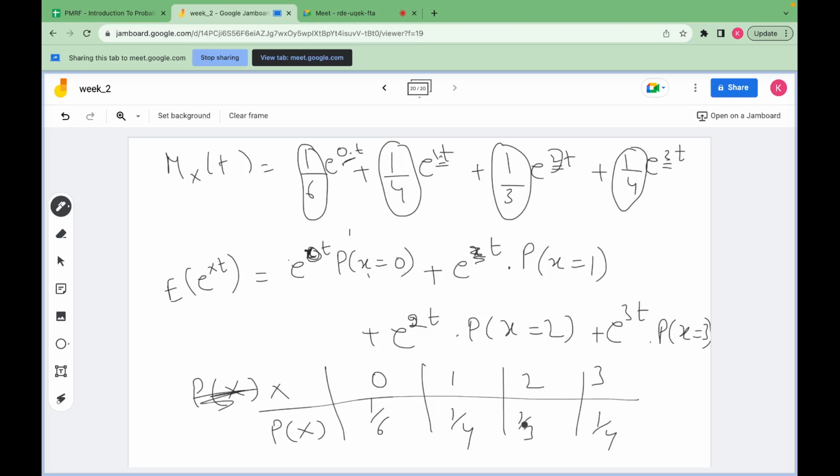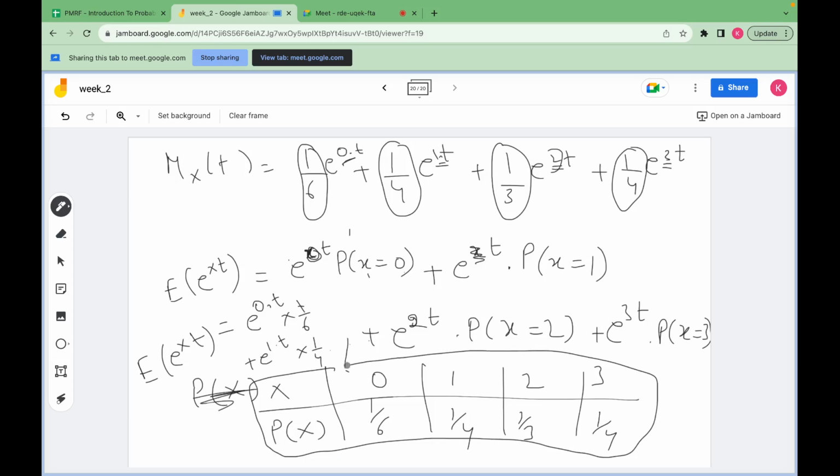Okay. So given this, you can find the moment generating function, which is nothing but the expectation of e to the power xt. If you rewrite this by putting in these values, it will become e to the power 0 into t into 1 by 6, plus e to the power 1 into t into 1 by 4, and so on. So you will get the moment generating function from this formula.